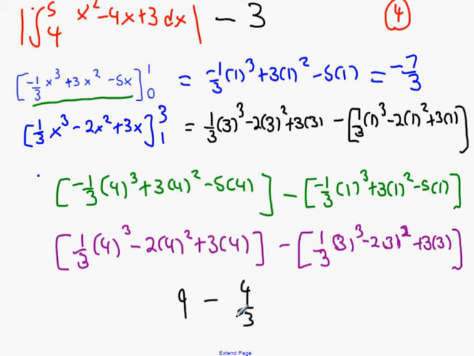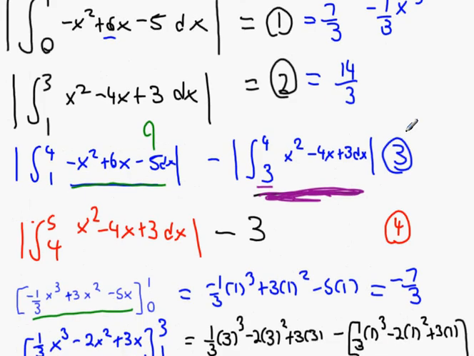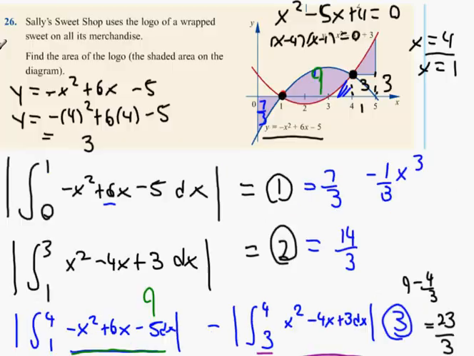That seems the right size, doesn't it? Much smaller than 9. Look at the size difference. This one's really big, this one's really small. So it's going to be 9 minus 4 over 3, which turns into 23 over 3. So now we're at this part here. This part here is 23 over 3. The small part down here, what was that? 14 over 3.